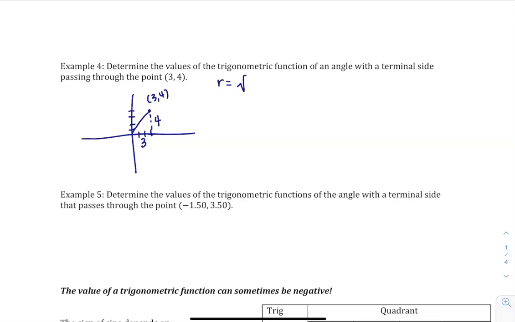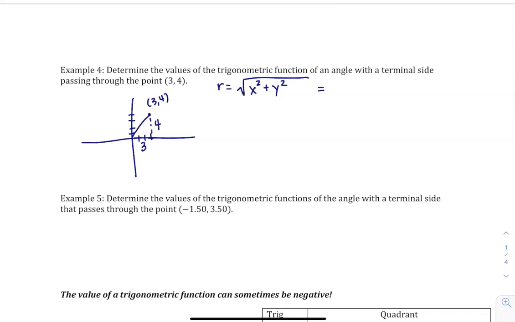It turns out our r is going to be equal to the square root of x squared plus y squared. And that's just Pythagorean theorem. A squared plus b squared equals c squared. You take the square root. That's all we're doing. So here we have 3 squared plus 4 squared under the square root. That's the square root of 25. So our r here is 5.